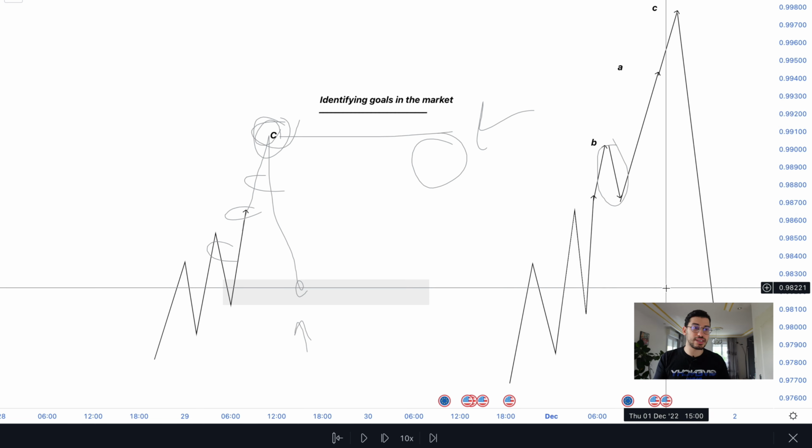So it's not even that bad to identify wrong goals in the market, as long as you're trying to identify goals, and you will get better. You will get better at identifying the zones or the goals of the market, where the market is pushing to, as long as you do it.